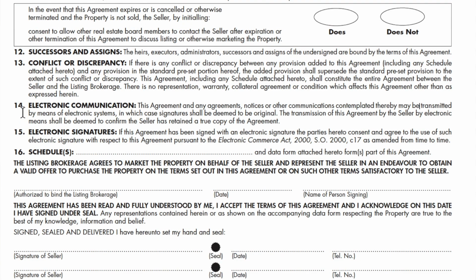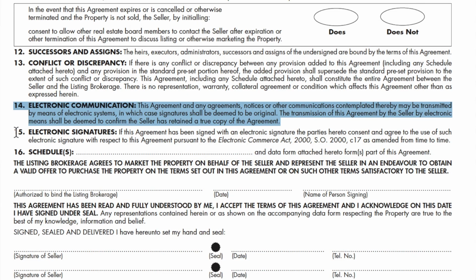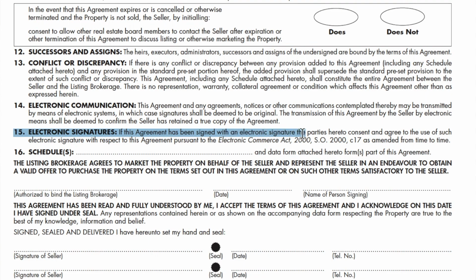Electronic communication, this agreement, if necessary, may be sent via electronic means and still be binding on all parties. Emails, texts, sent and received, this will all be deemed part of the transaction. And electronic signatures means this agreement, if necessary, may be sent via electronic means and still be binding on all parties. It's 2021 at the time of this video. This will happen 95% of the time.